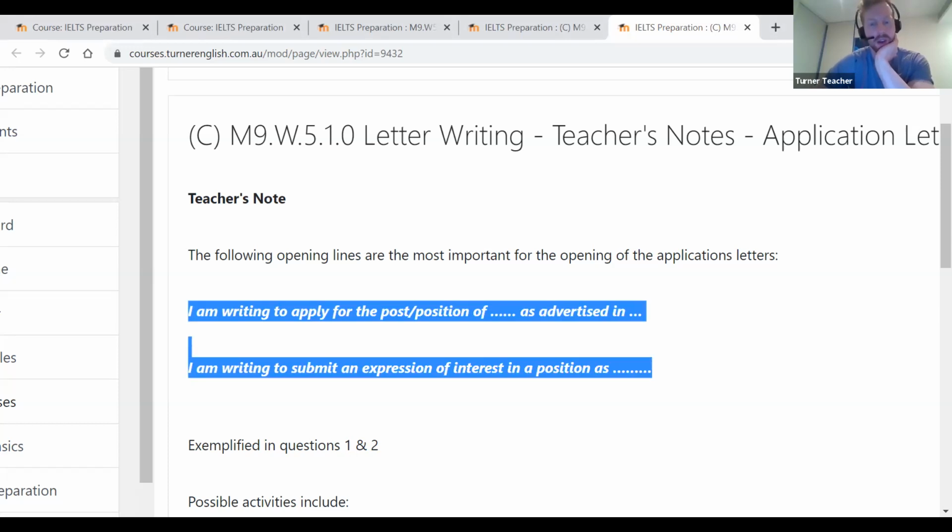Okay. So both of these are the most important opening lines you can use for writing a letter of application. And after each of those, you just put in which job you want. So for example, I'm writing to apply for the position of teacher. I'm writing to apply for the position of waiter, whatever you want.